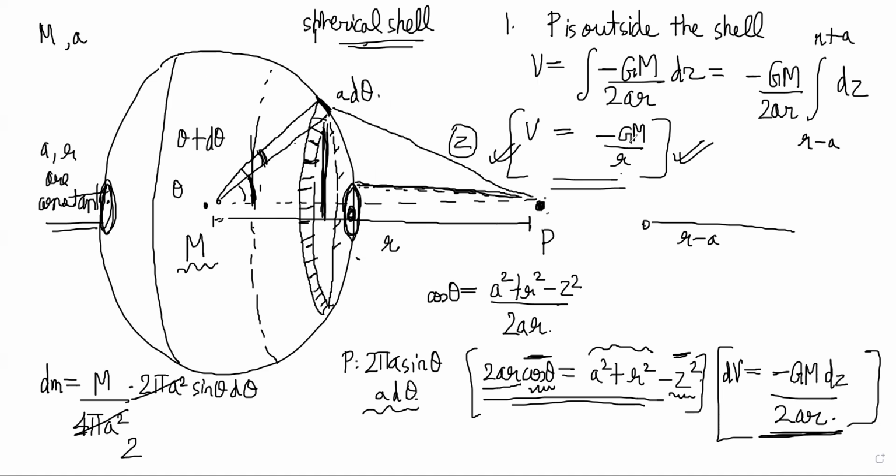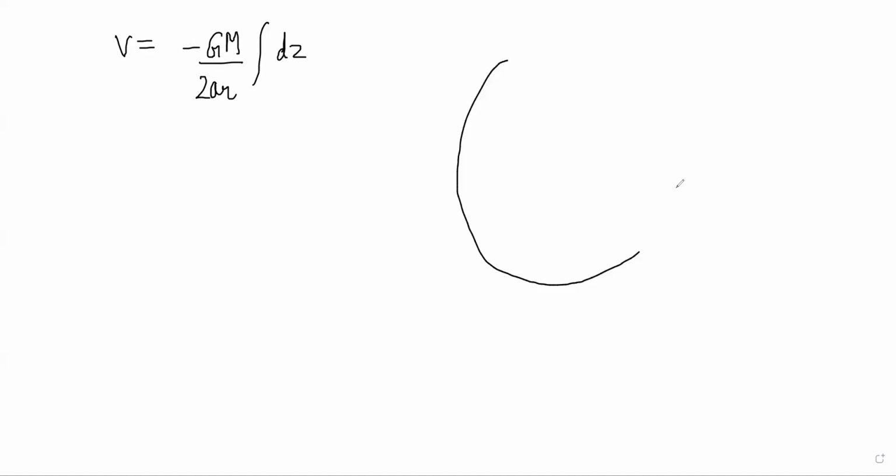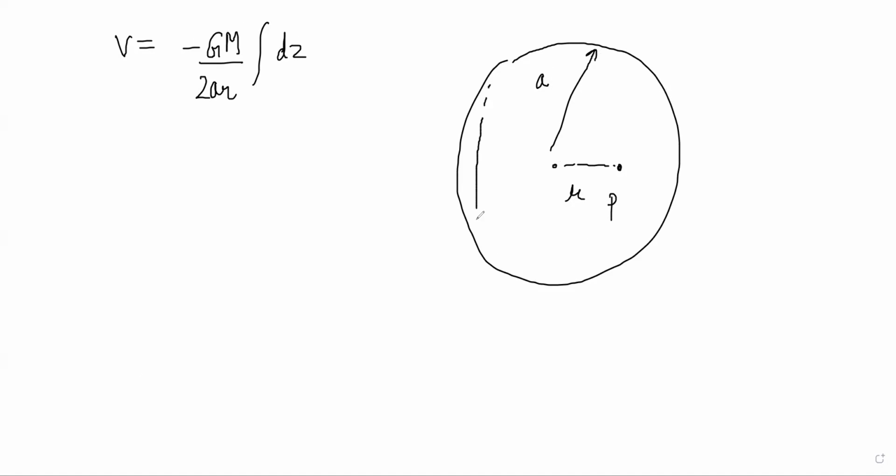The second case is when the point is inside the shell. So again, your integral is the same, minus GM by 2ar integral dz. But now you have to think about a different situation where the point is inside somewhere here. The radius is a. The shells again have to be made. There are so many shells that could be made. One shell could be here. Again, what is the z? The z is the distance of the shell from the point P.